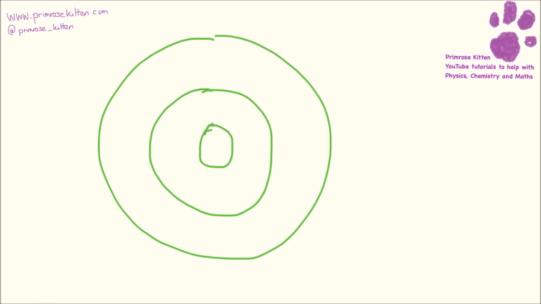A very rough sketch of our Earth. The green line around the outside is the crust. Now, this is incredibly thin. This is the bit that we walk on, this is the bit that we drill into, this is the bit that all the plants grow on, but it is so thin compared to everything else.